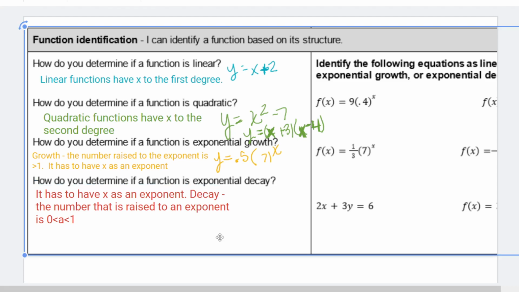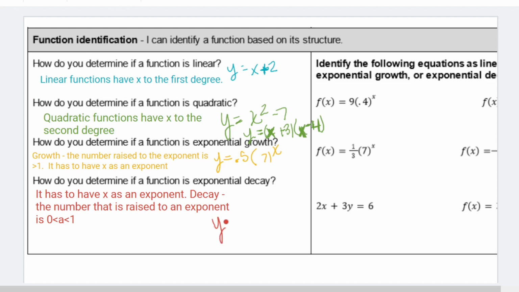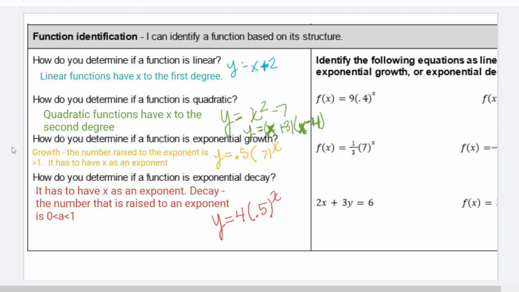Now you don't want a negative in there. Having a negative inside of an exponential decay function doesn't work. So you can have something like 4 times 0.5 to the x. That's decay. But if you see something like y equals 2 times negative 3 to the x, that is not decay. Putting a negative in there messes up the whole function and it gets real messy. Okay, exponential decay, just keep this value between 0 and 1.